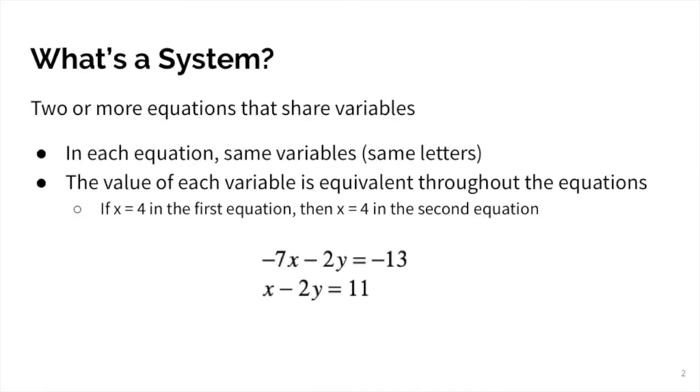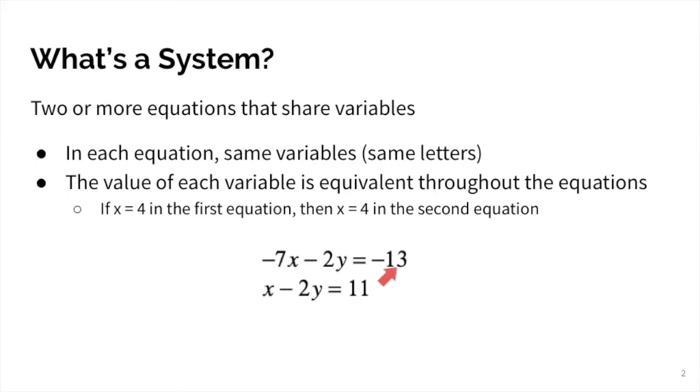So before we can even go into solving systems, we should first define what a system of equations is. A system of equations is two or more equations that share variables. So when I say that they share variables, in each equation you're going to have the same variables, you're going to see the same letters throughout the system. So in my first equation I have an x and a y, and in my second equation I also have an x and a y in this example over here. In addition, what's cool about a system is that the value of each variable is equivalent throughout the equations.